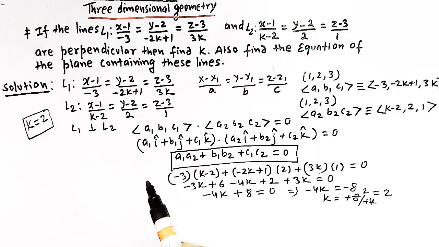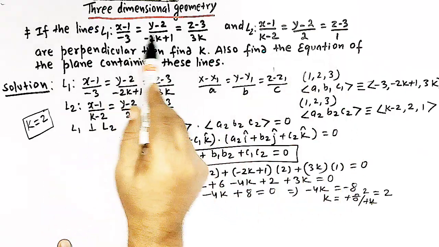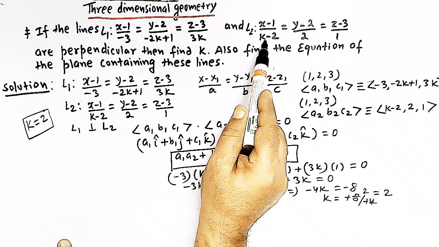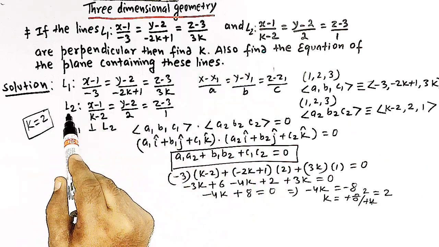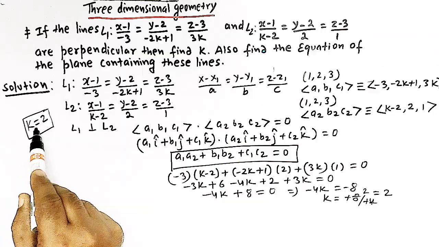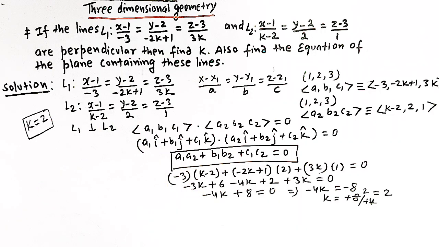So now let us find out the equation of the plane containing these two lines, right? So let us now write the equations of the lines L1 and L2 by taking k equal to 2 in these two equations.